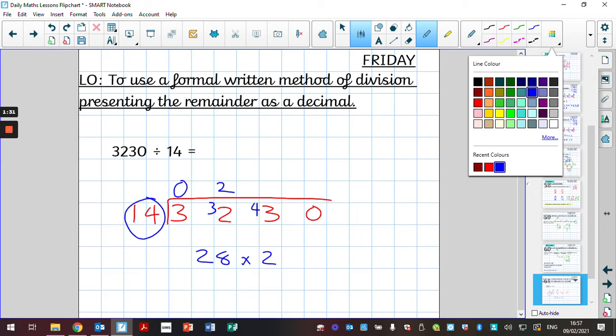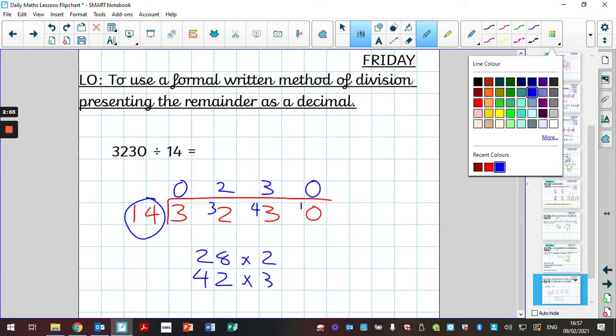Now I need to work out, how many 14s go into 43? Well, if I add another lot of 14 onto 28, so let's add 10 onto that as 38, add another 4 is 42. So I can see that 14 goes into 43 3 times. What's my remainder? Well, I'll subtract 42 from 43, and that gives me a remainder of 1. How many 14s go into 10? Well, that is 0, isn't it?